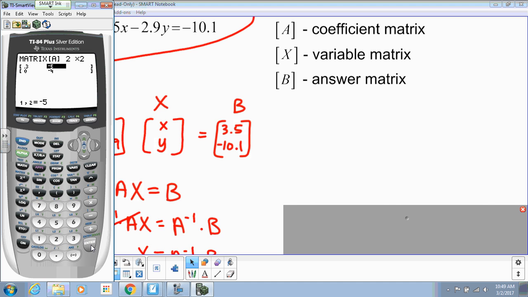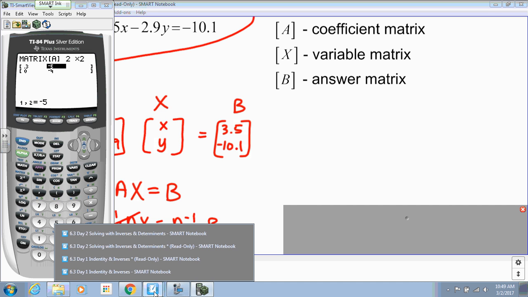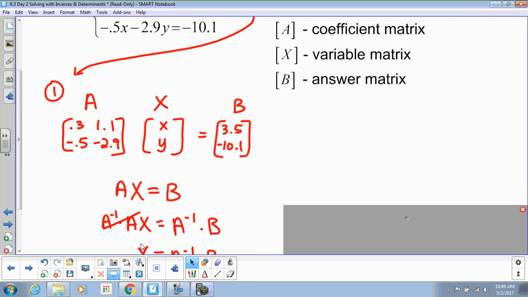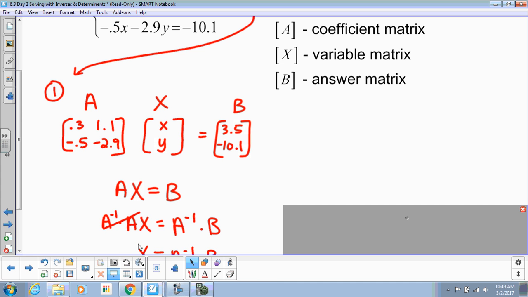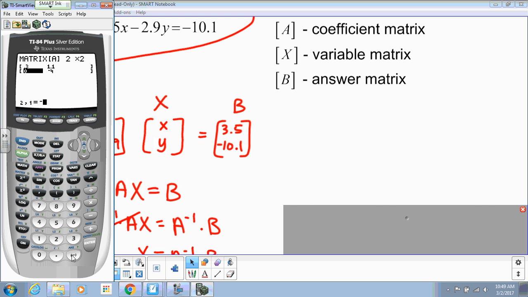0.3, 1.1, negative 0.5, and negative 2.9. Okay, so there's A, and then go back to edit, so you matrix edit, so you can type in B. B is a 2 by 1, so 3.5 and negative 10.1.